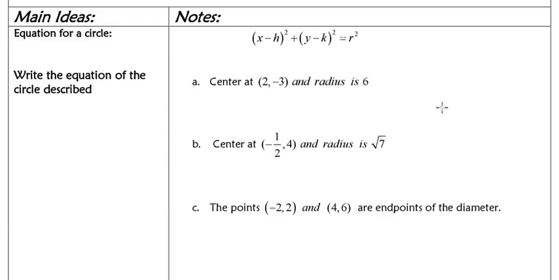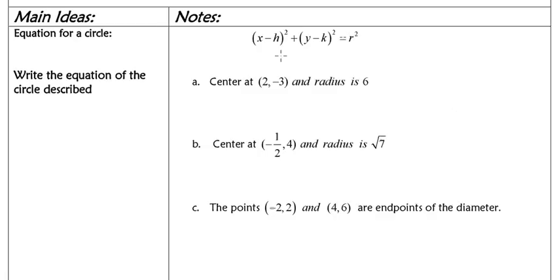All right, here we are. So this is the 6-2 notes, equations of circles. And so here is our equation for a circle. We've got the x value squared plus the y value squared equals the radius squared.